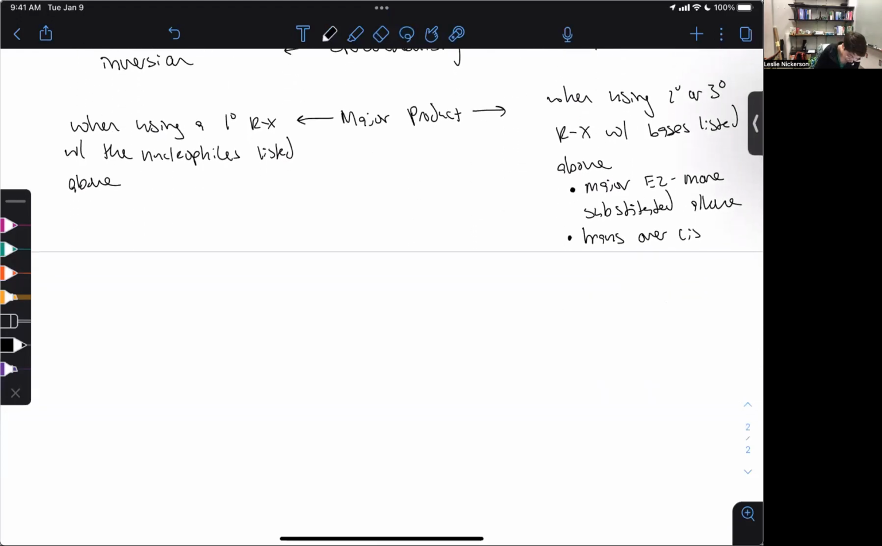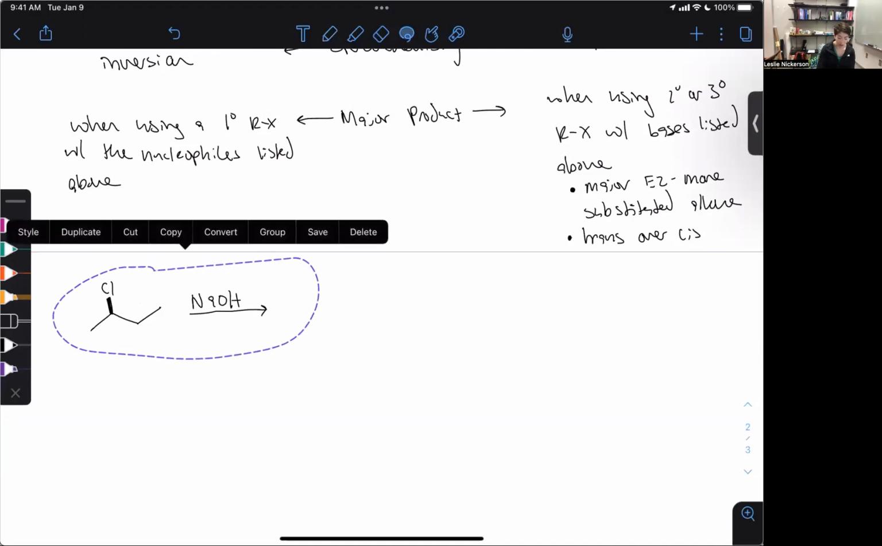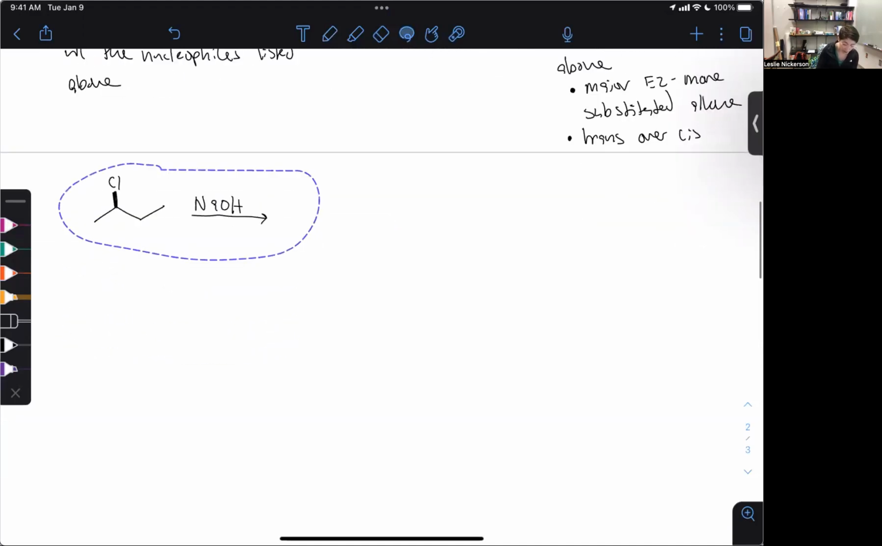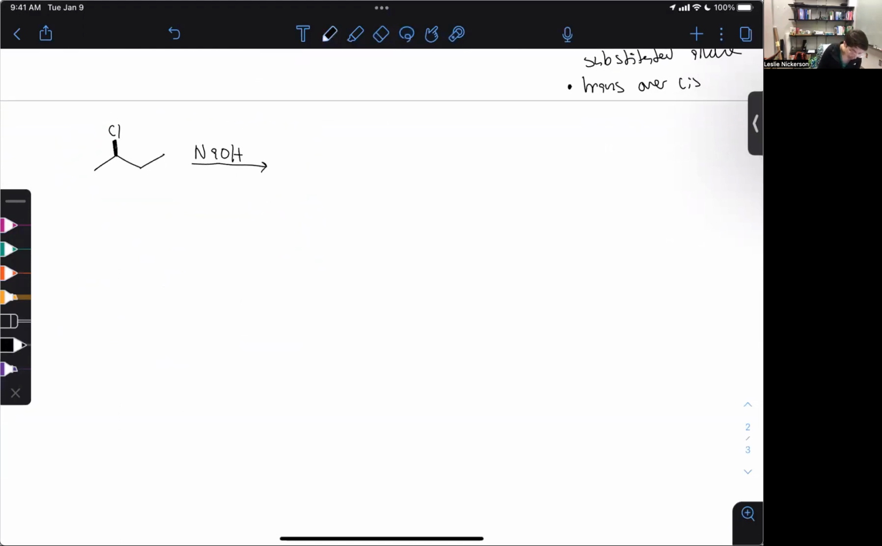So first example, let's look at just this 2-chlorobutane with sodium hydroxide. Okay, so I'm just going to have all the products listed up at the top just as a summary, and we're going to go through them one by one down below. So first up, I always like to start with the SN2 reaction just because it's the easiest and I get it out of the way quick.